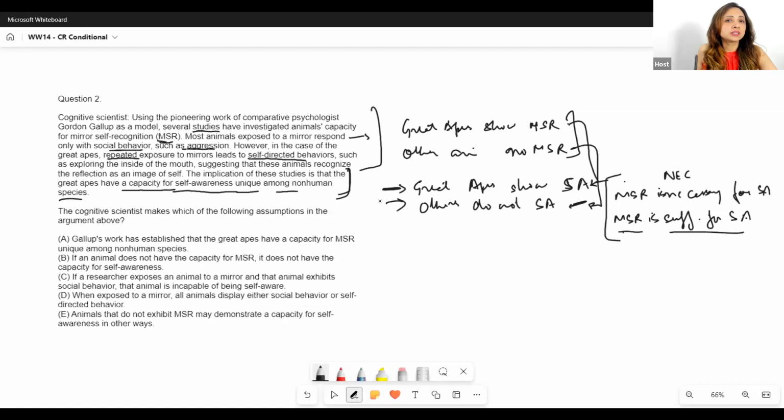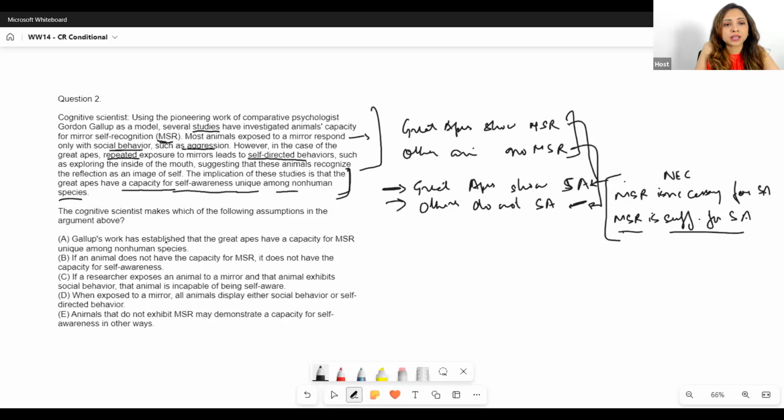And normally, these conditional statements get really confusing when we have assumption questions. Assumption questions themselves are a little tricky, right? They get even more difficult when we have these statements. All right, so now we've understood what basically he's assuming. Let's look at the options now. The scientist makes which of the following assumptions?